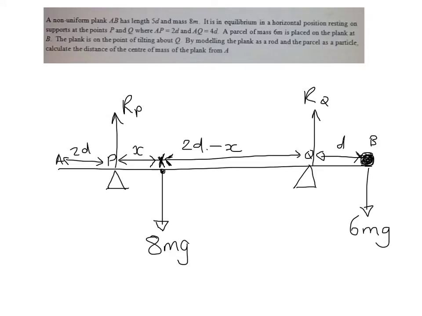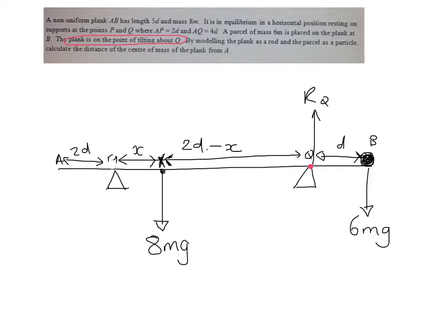So here's a picture of what's going on. Oh no, I missed something. The plank is on the point of tilting about Q. Oh, that's really helpful. If it's on the point of tilting about Q, then the particle at B must be so heavy that it's literally just about to lift off P. So we can model it as not touching P at all, because it's tilting about Q, so it's just a millimetre off at P, so nothing's going on there.